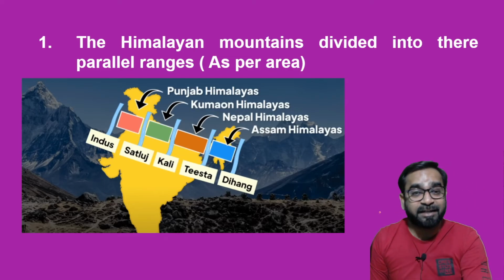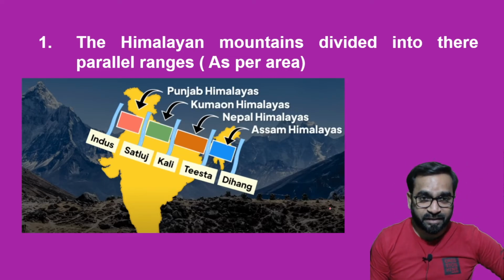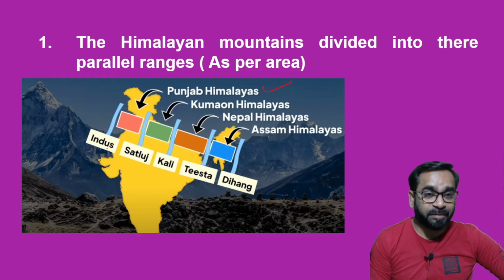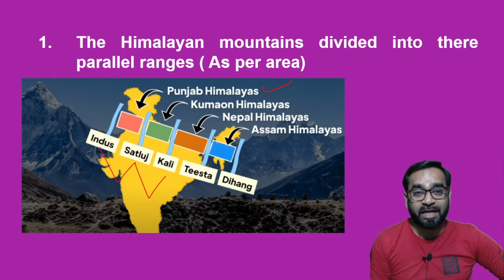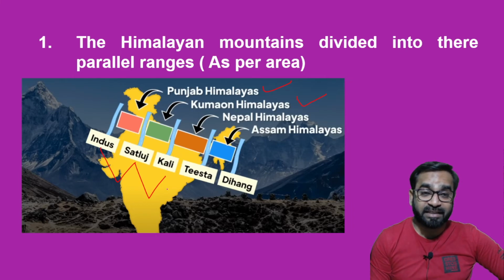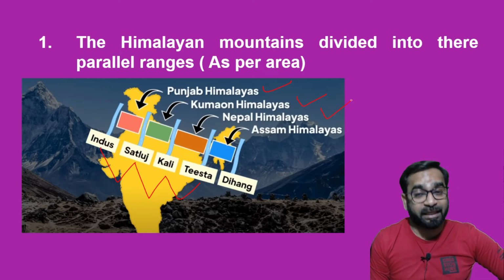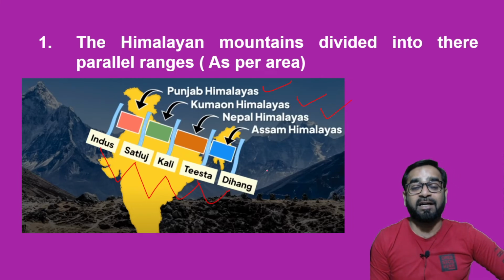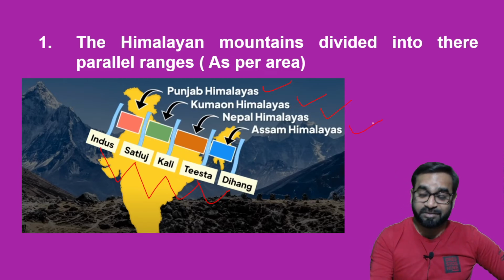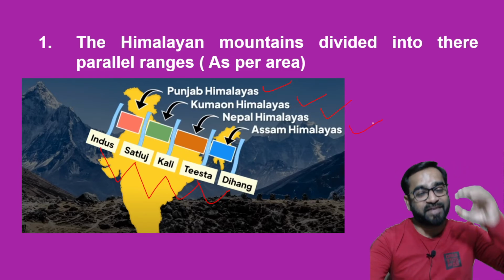And now we are going to study the Himalayan ranges as per the rivers. It has been divided into 4 different names. The first one is the Punjab Himalayas, between the Indus and Satluj. Satluj to Kali is called the Kumayun Himalayas. Kali to Tista is called the Nepal Himalayas. Tista to Dihang is called the Assam Himalayas. So these are the 4 different names which we come across with the help of those rivers, my dear friends.